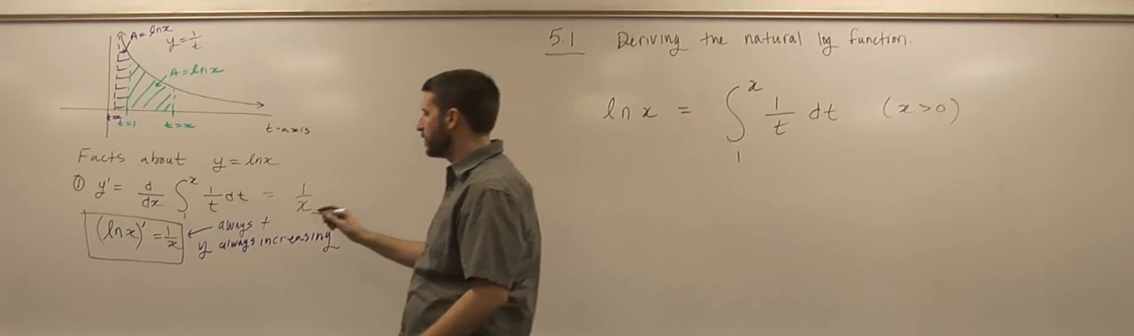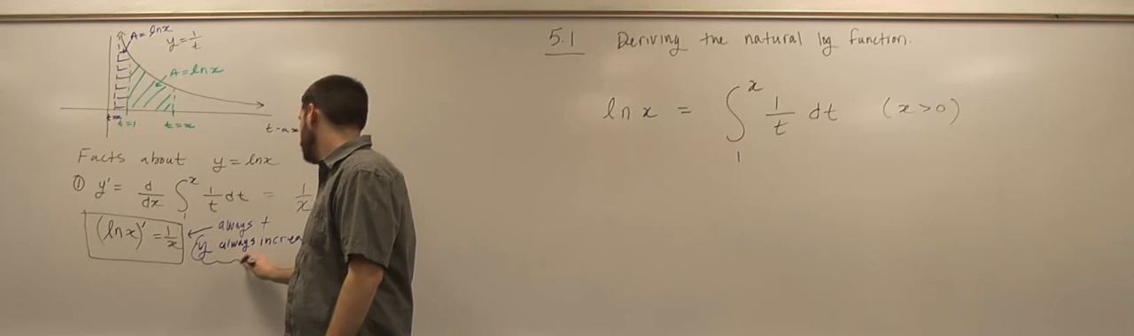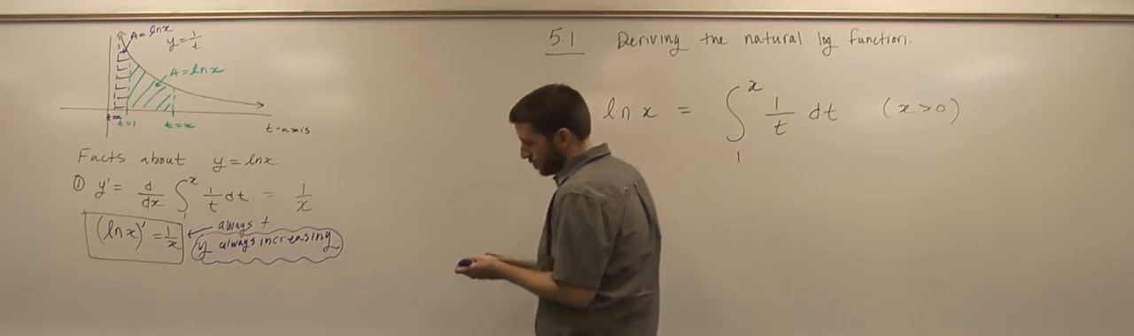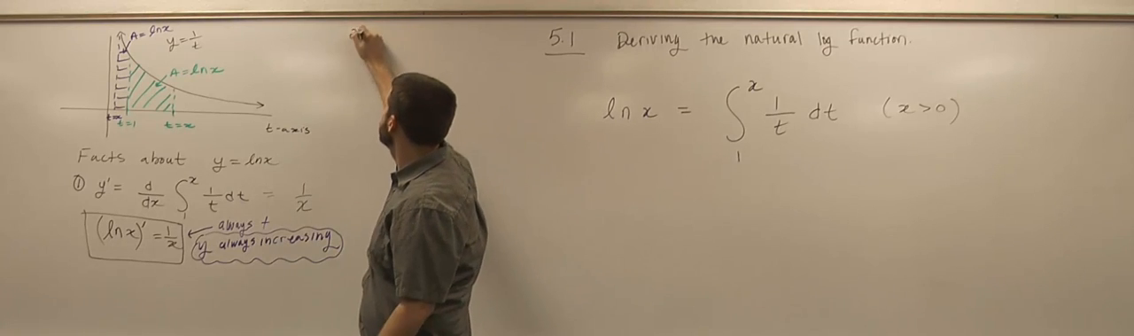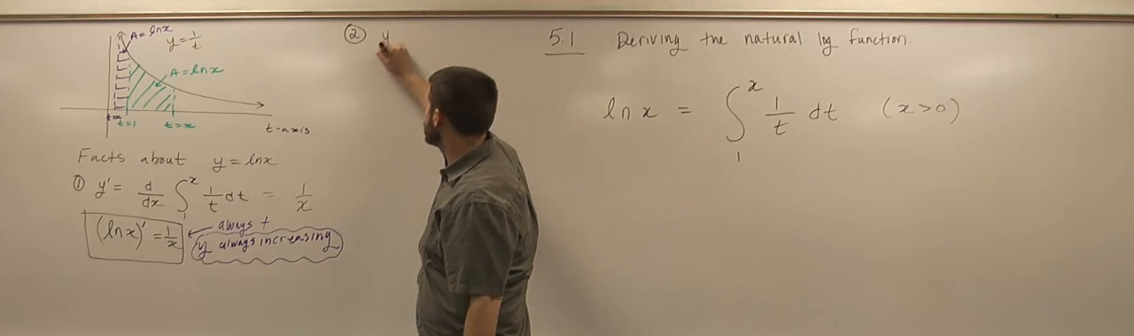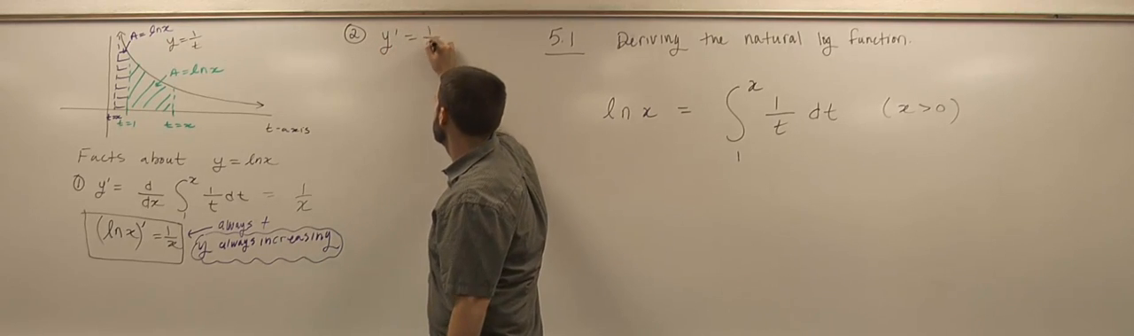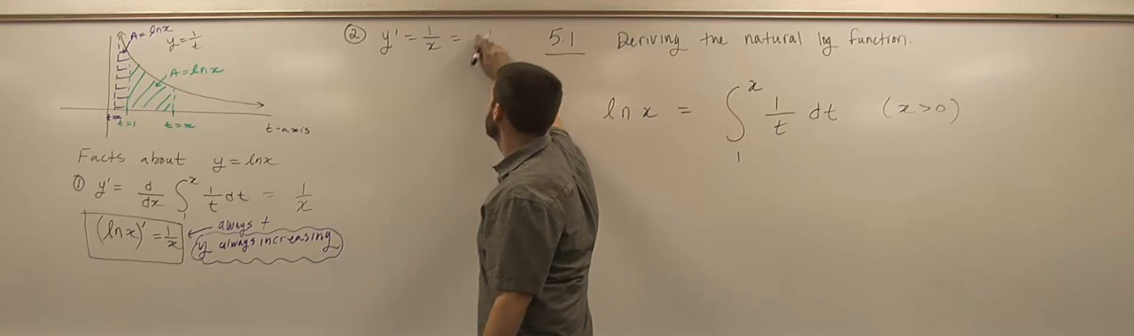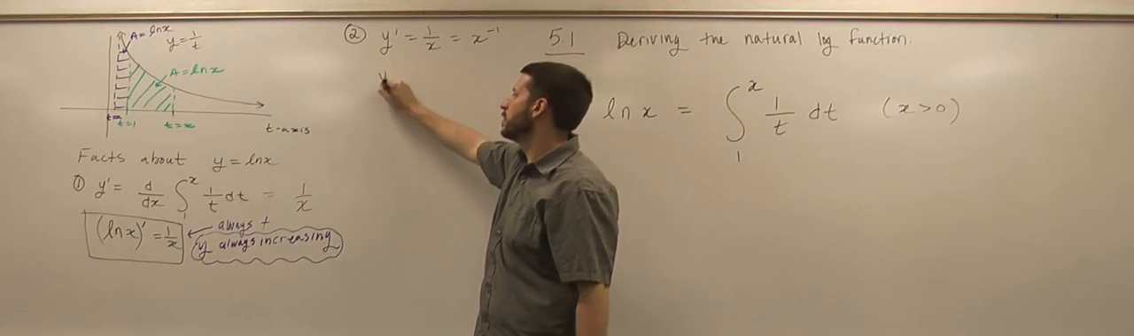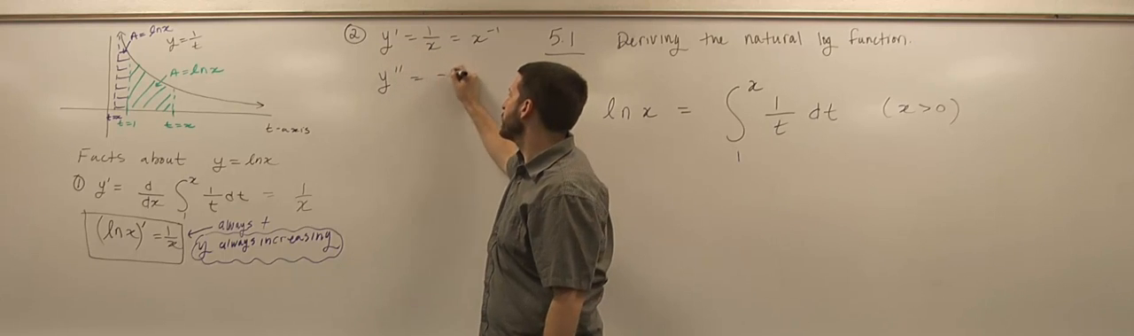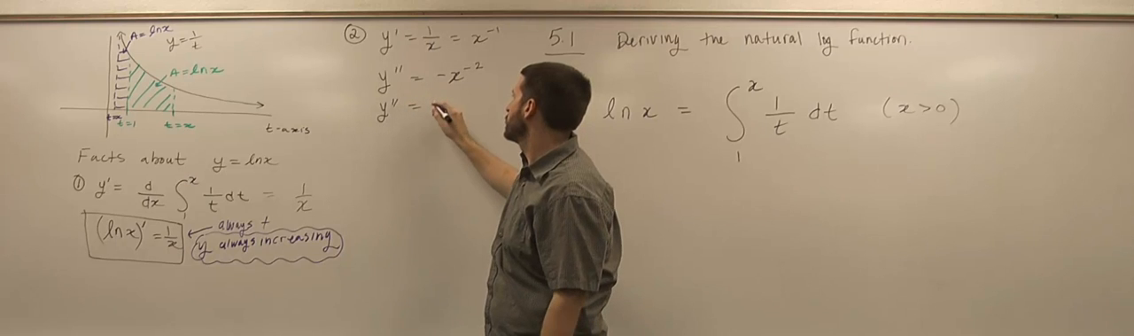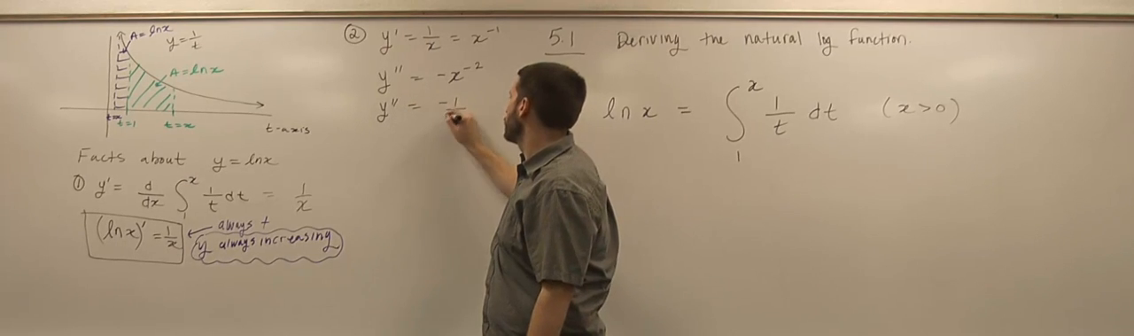What would the second derivative of ln x be? How would you calculate it? You know the first derivative is 1 over x, which is x to the negative 1. So for the second derivative, you can just use your power rule. Negative x to the negative 2. So negative 1 over x squared.